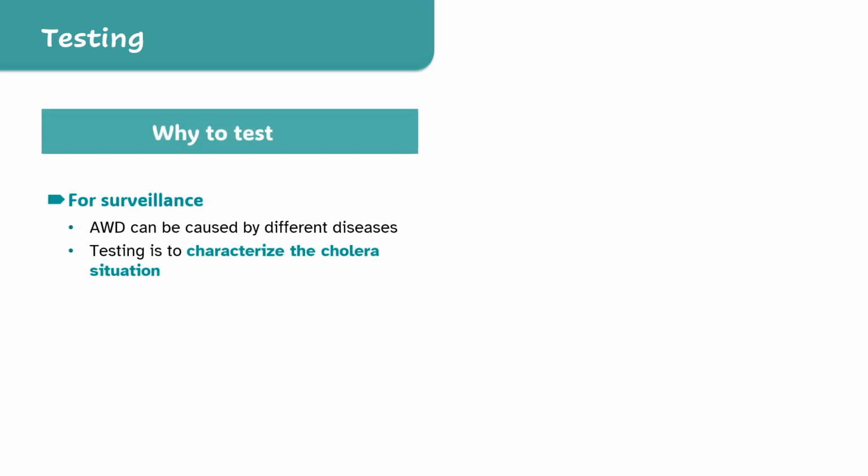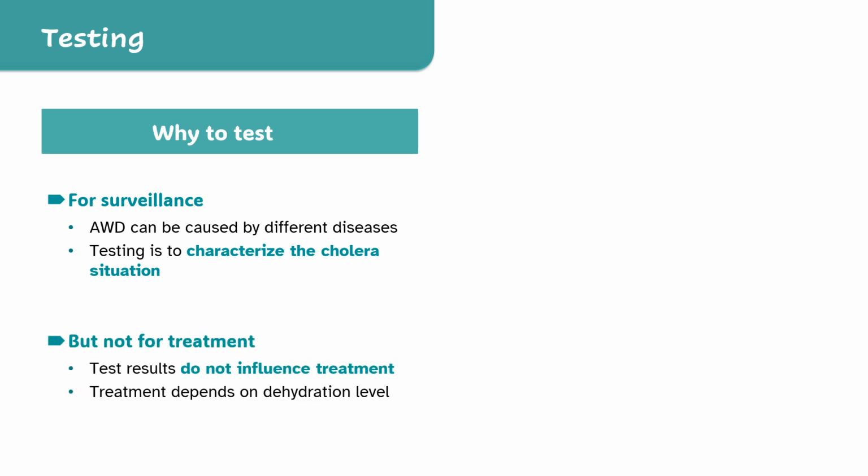Moving on to the testing of suspected cholera cases. Acute watery diarrhea, AWD, is a key sign of cholera. However, AWD can be caused by different diseases. Therefore, testing for cholera is important for surveillance in order to characterize the actual cholera situation. However, cholera test results do not influence the treatment of suspected cholera cases. Indeed, treatment depends on dehydration level, not on cholera test results.